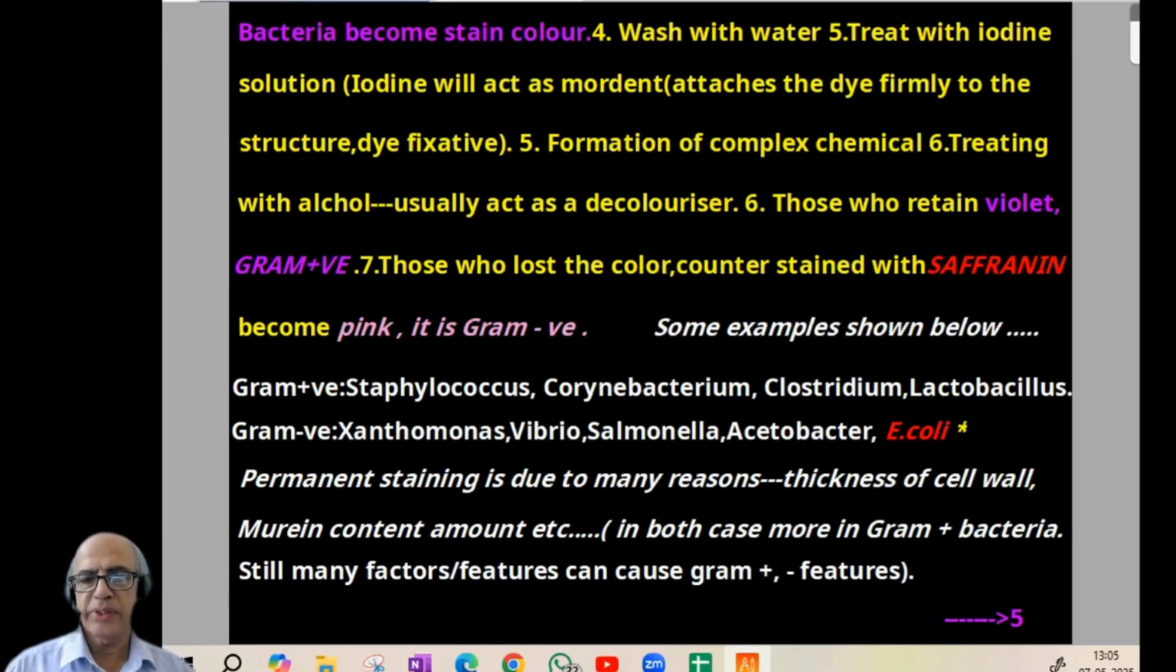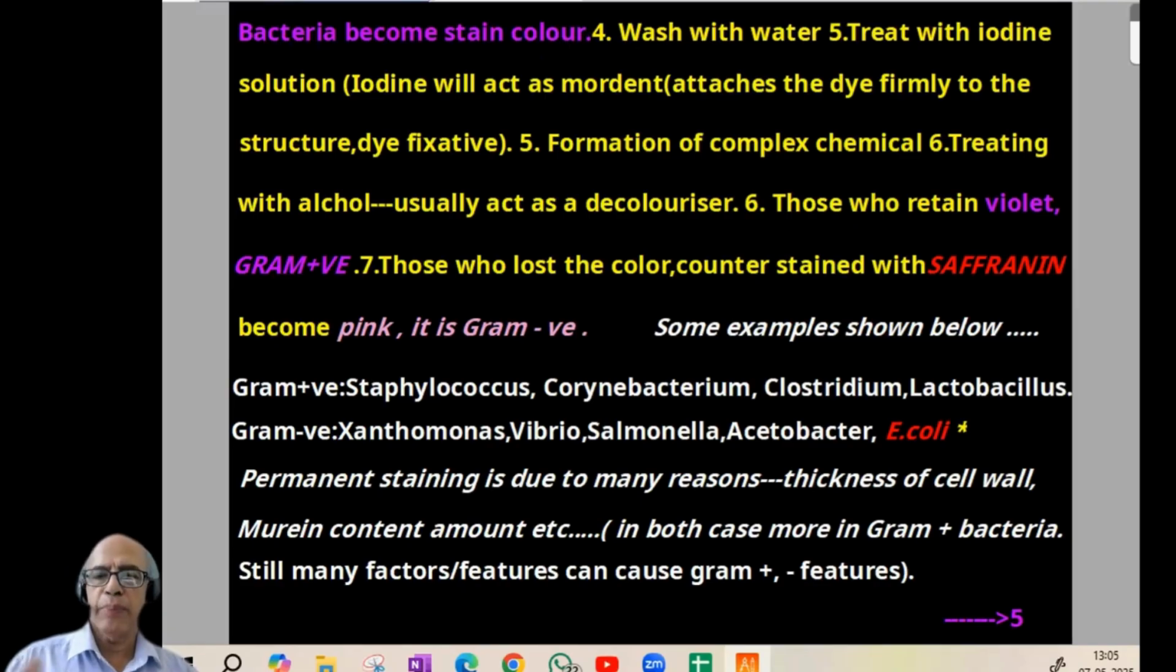Mordant in chemistry usually attaches the dye firmly to the structure, so it is often called a dry fixative, because the dye will be firmly attached with the help of the mordant. Here it is iodine solution, and that is due to formation of a chemical complex.